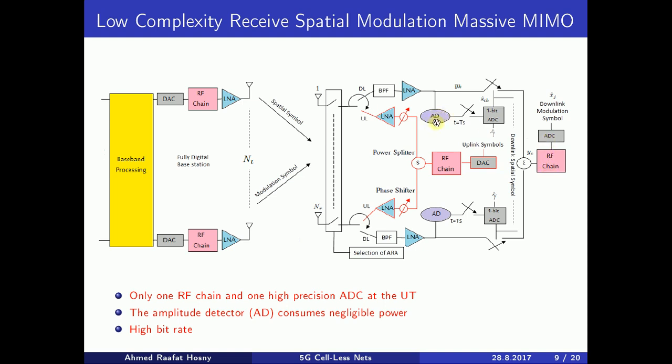And this amplitude detector works in the millimeter wave band and measures the amplitude of the RF signal with negligible power consumption. And this 1-bit ADC consumes very low power. The circuit in black is the downlink circuit, and the circuit in pink is the uplink circuit. This scheme is based on a fully digital base station. The aim of this scheme is to simplify the user terminal circuit and at the same time exploit the spatial dimension at the user terminal to transmit an extra spatial symbol in order to achieve a high bit rate.